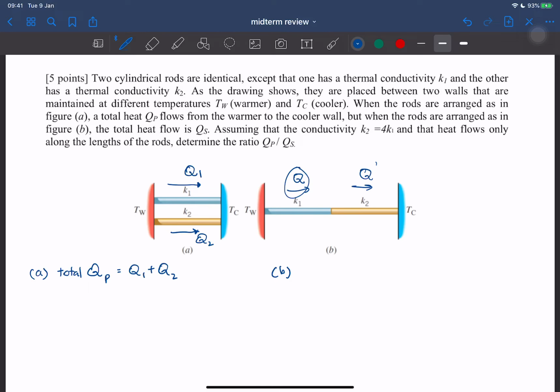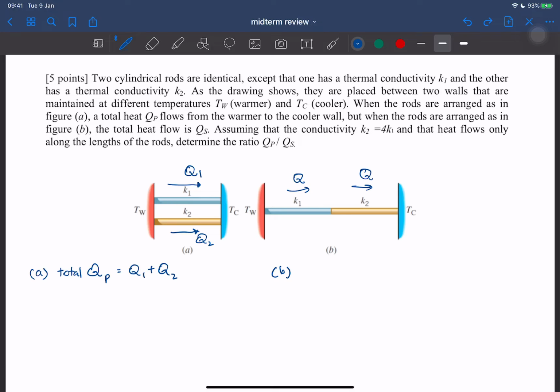And these two heat flows are gonna be the same, right? Because otherwise you're gonna have some kind of concentration of heat somewhere along this if you have heat flowing in not equal to flowing out. So we assume that it's not gonna happen. Okay, so the heat flow through K1 is gonna be the same through K2, right?